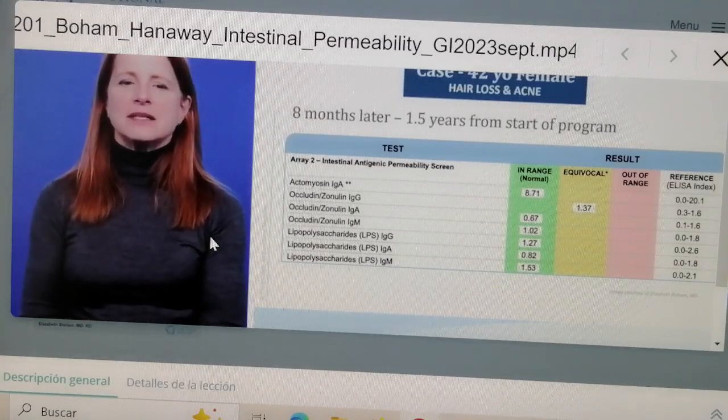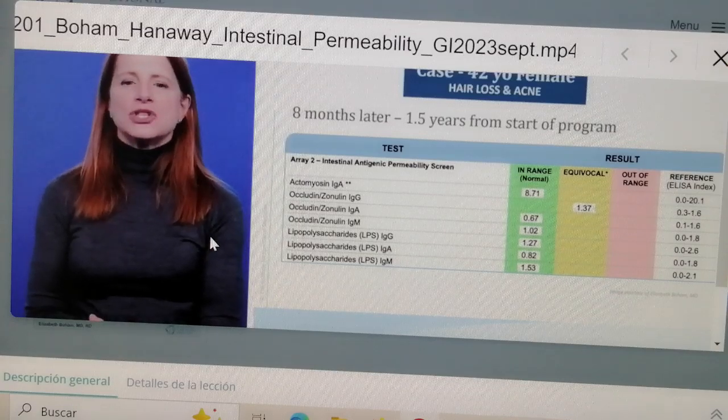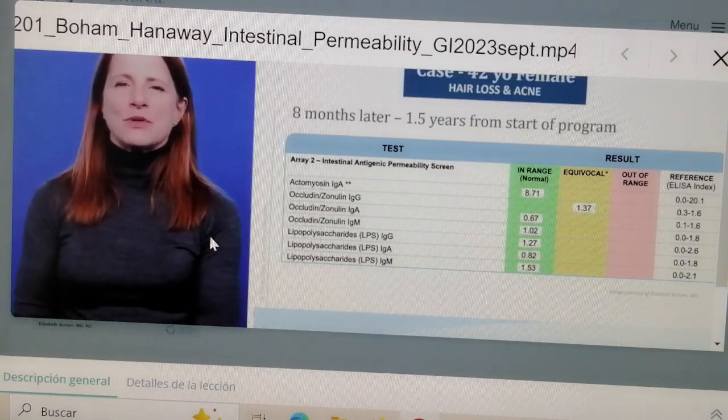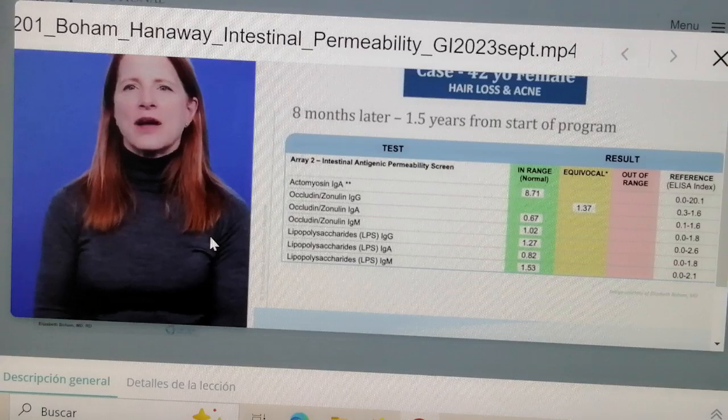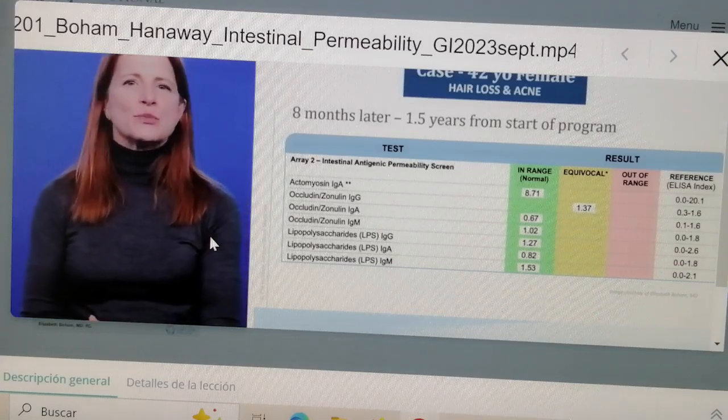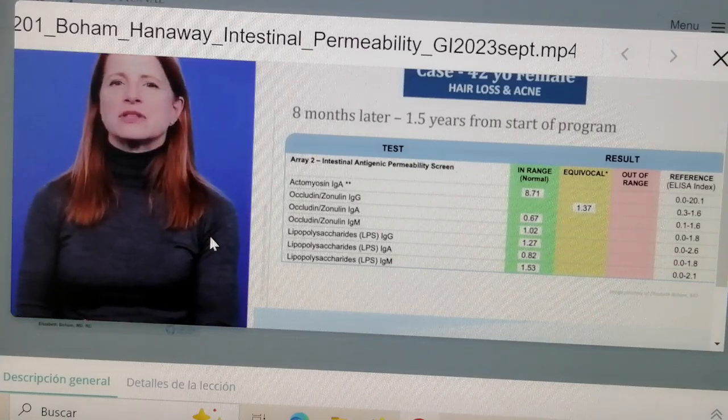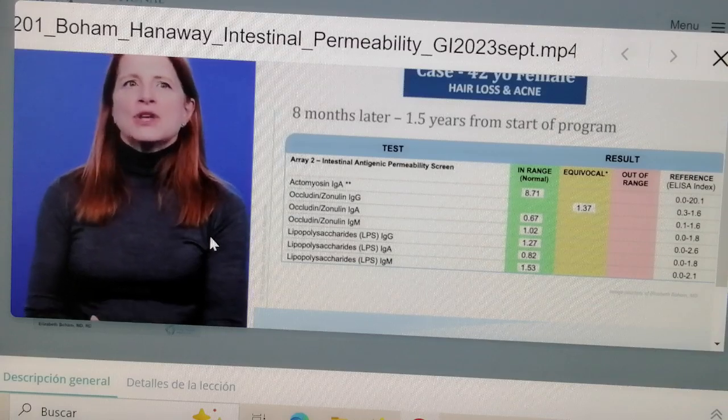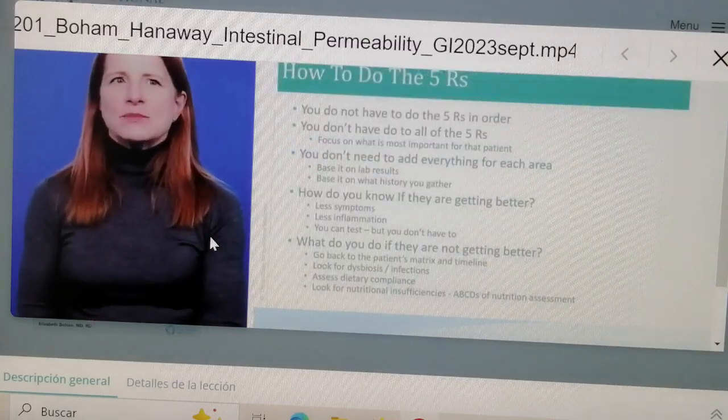And so just to give you an idea of what we sometimes see, she noticed that she was able to stop those medications for her acne and her hair loss, and things just improved. Her digestion improved, and her skin improved significantly. So I just want to reiterate in terms of these 5 Rs.